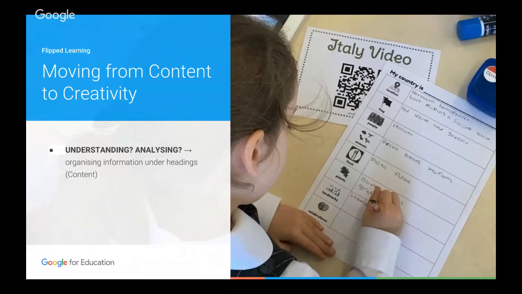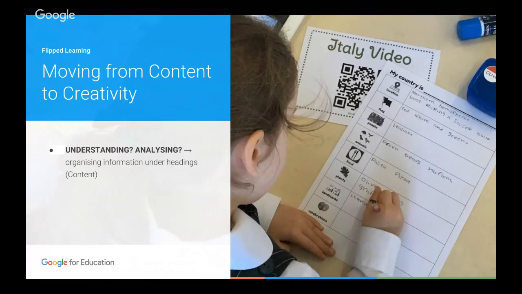While they're organising that content under headings, they're understanding that information, which is a lower order skill, but they have to analyse where to put that information. So in this example, this little girl has watched her video on Italy. It's a kindergarten child. And the video is not in that order, depending on the graphic organizer I provide.